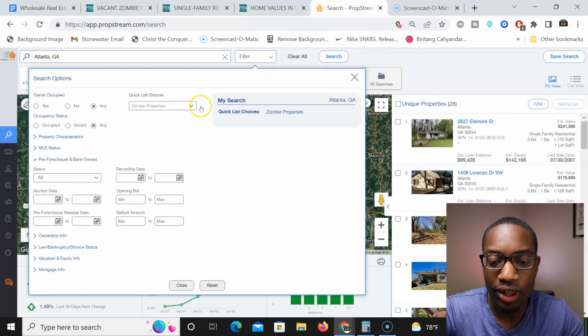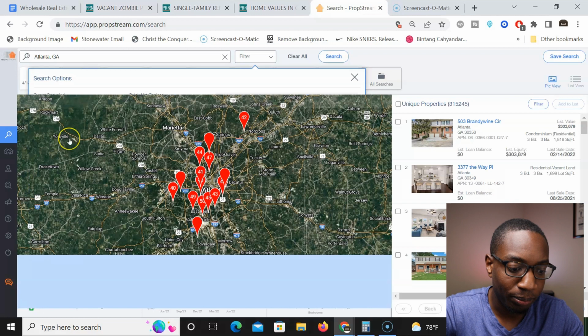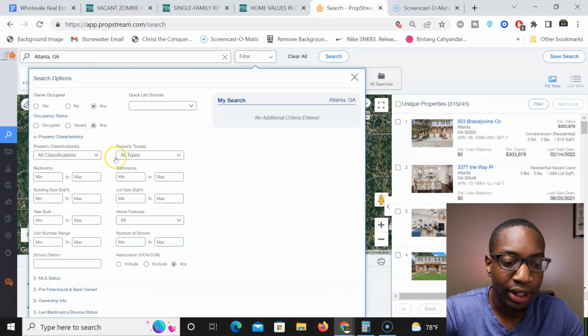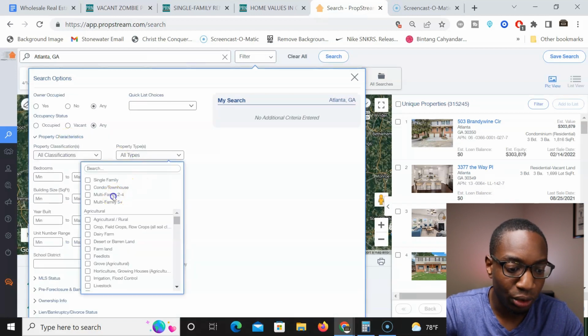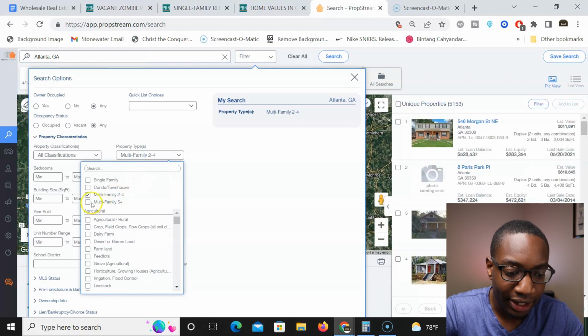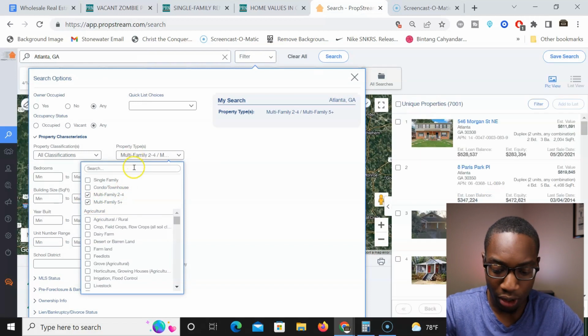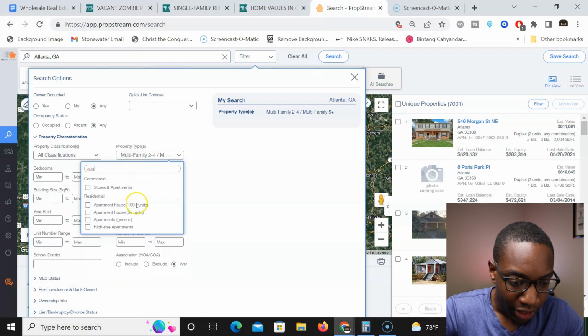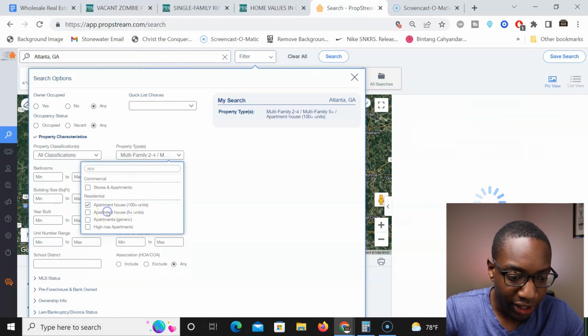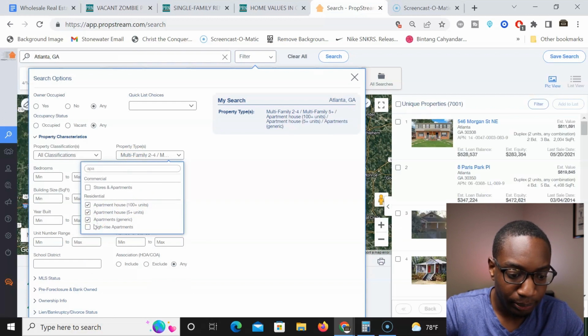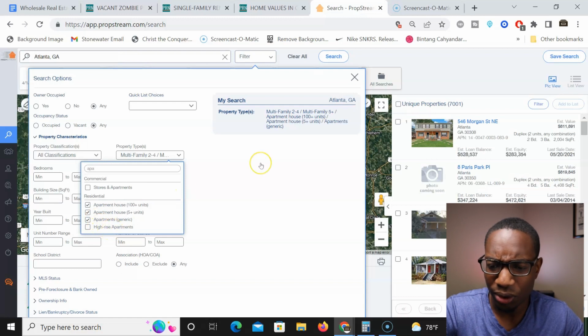And so how you would do that is, number one, you go to, for example, property characteristics. You can just go to multifamily 2 to 4, multifamily 5+. They even have, you can search apartments right here. If you want to look at apartment houses, you can check all these right here, y'all. I don't know if you guys want to go after high rises, apartments.